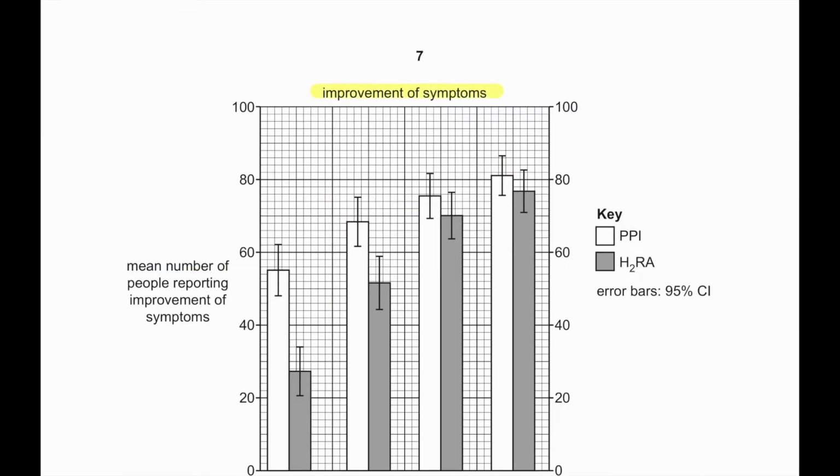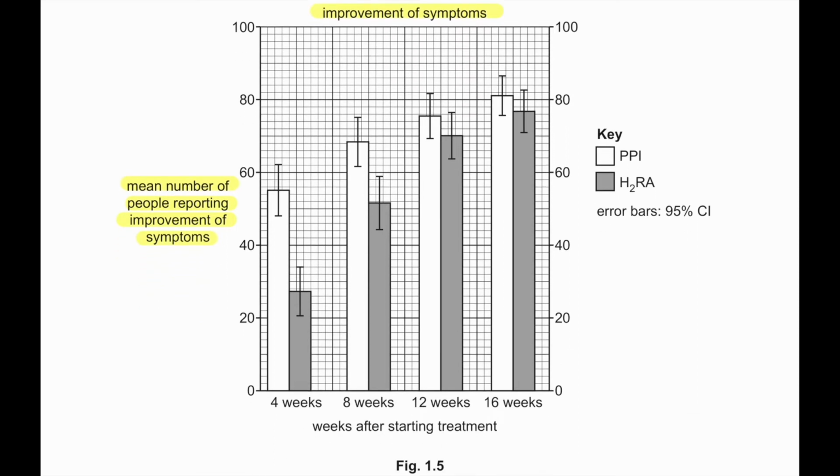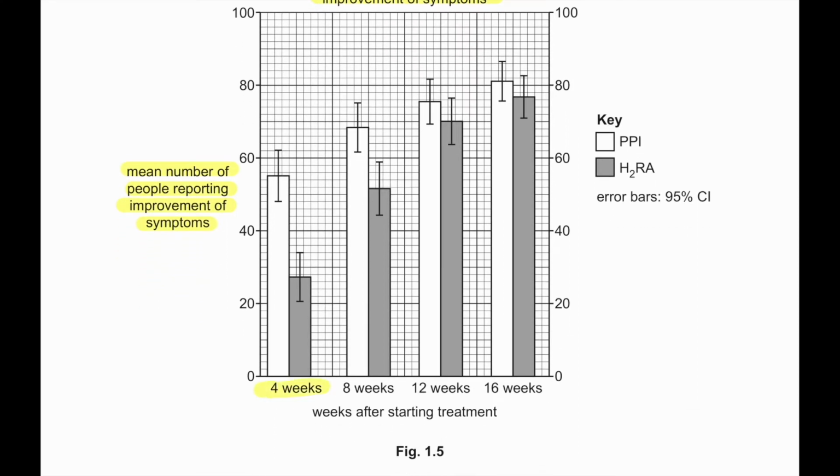Improvement of symptoms. Okay, we can see the mean number of people reporting improvement of symptoms. With 4 weeks of treatment, we can see there is a huge amount of improvement with people that are taking PPI. But prolonged duration of taking it does not increase it significantly. However, with H2RA, we can see that with 4 weeks there is not much of an improvement. However, prolonged taking of the medication does improve the condition significantly.